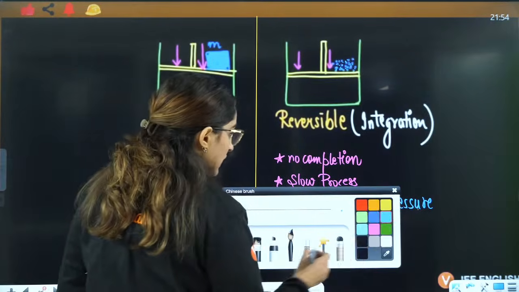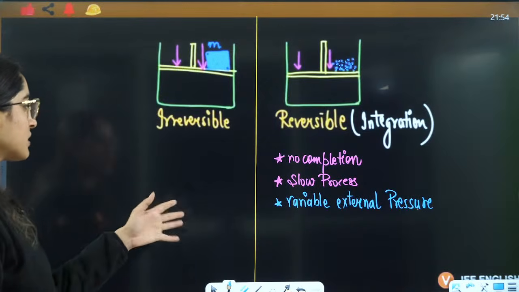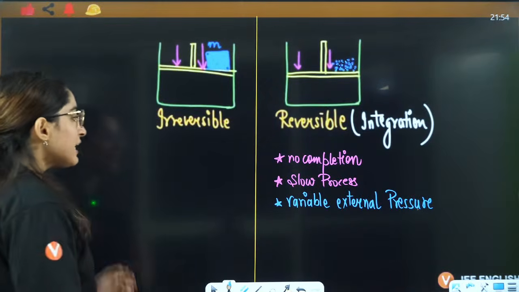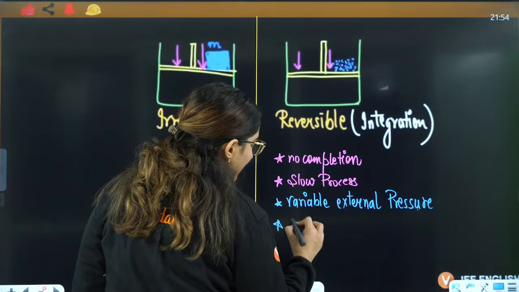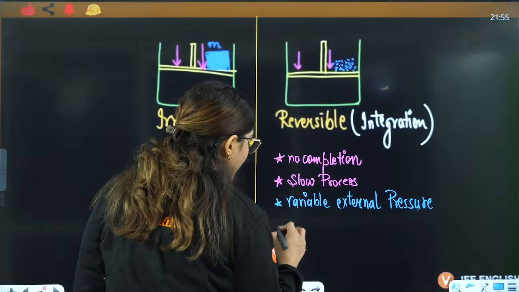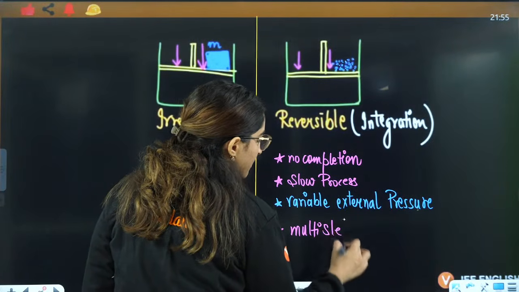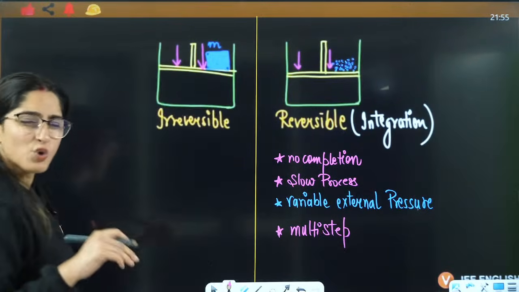Okay. I think that's it. Variable external pressure is there, no completion. It's a slow process, and it is a multi-step process. Multi-step means it will not take place in just one go, right? So if any of this is written, for example, reversible, they have not written it directly.